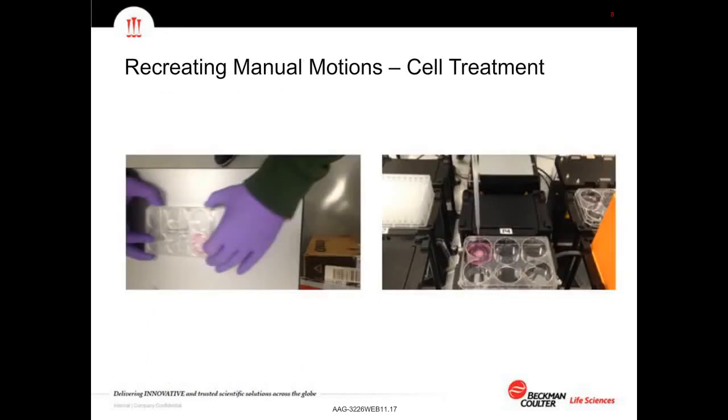And you can see a similar set of videos here on the left. We have a shaking action delivered by someone holding a plate onto a bench. And it's just an example of how we would mimic that in an automated point of view by shaking in a similarly linear fashion. So if you could play the second video, please.